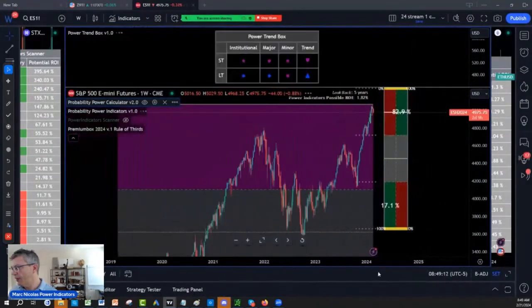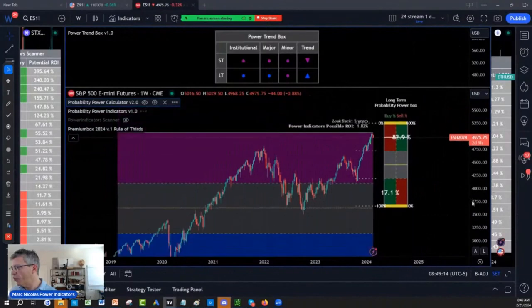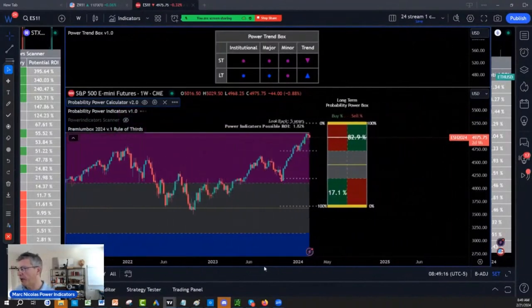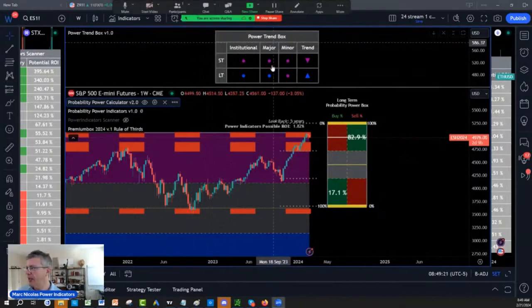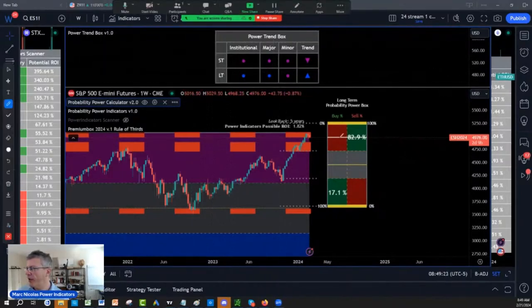So remember what we talked about last week? I showed you probabilities, and you were laughing at me. But who is laughing at who now, right? Last week, I had over 90% probability short. It still is at 82.9, 83% probability short.